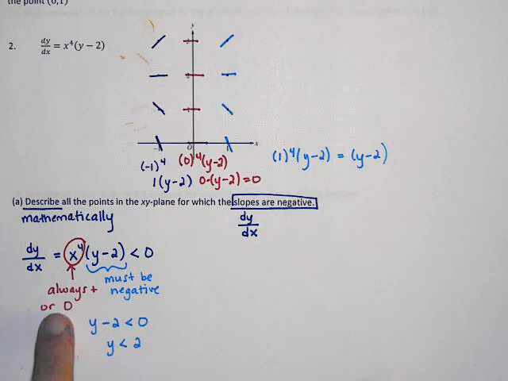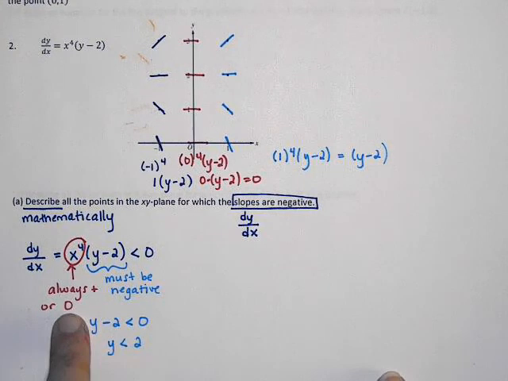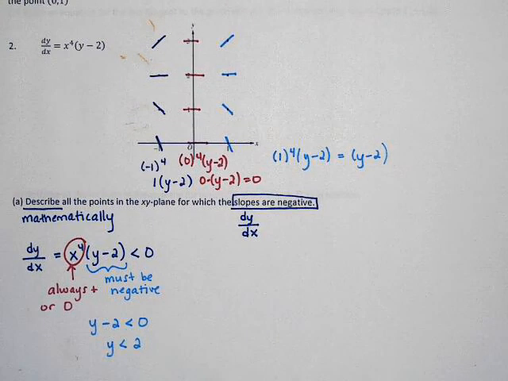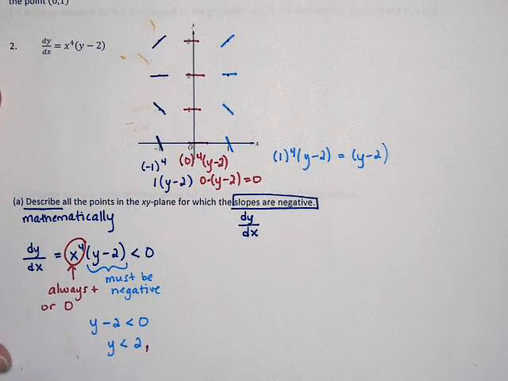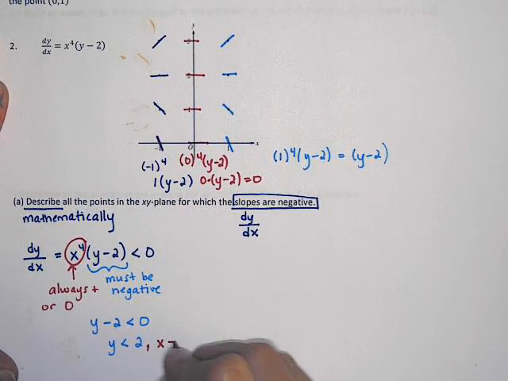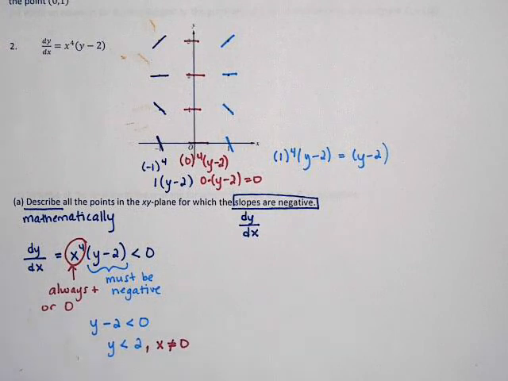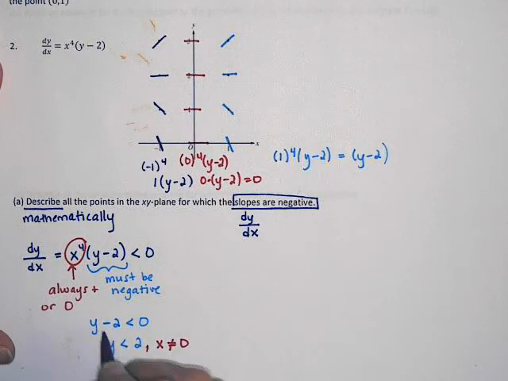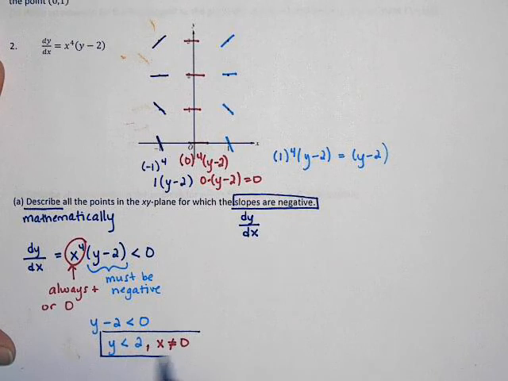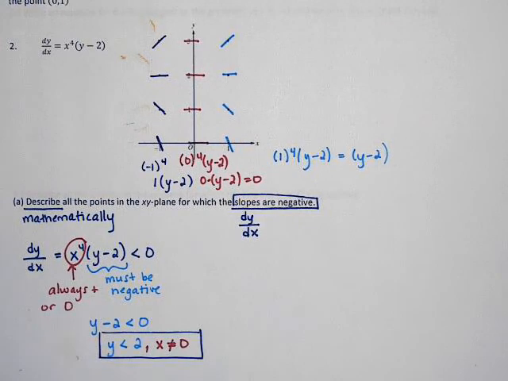Remember how we said that this could have been a 0 if x was 0? Well, we want to make sure that that doesn't happen. If we're looking for just the negative slopes, we don't want this to be 0. So we would say y has to be less than 2 and x cannot equal 0 if we want to guarantee that we have a negative slope. Other than that, we're guaranteed to have a negative slope on our graph.